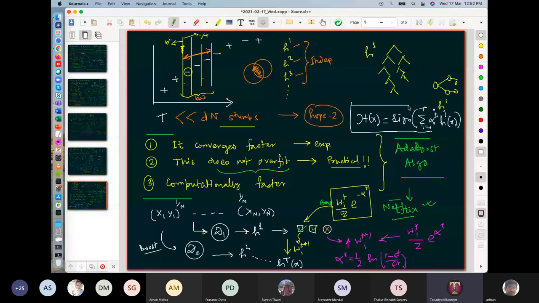Sir, can you please explain the third point, computationally faster, again? I cannot understand it properly.